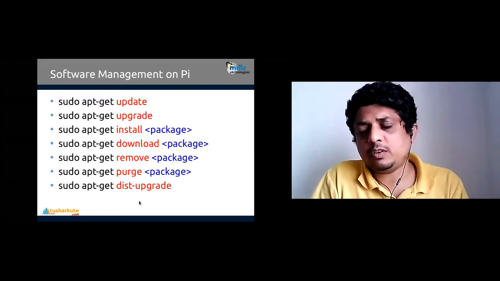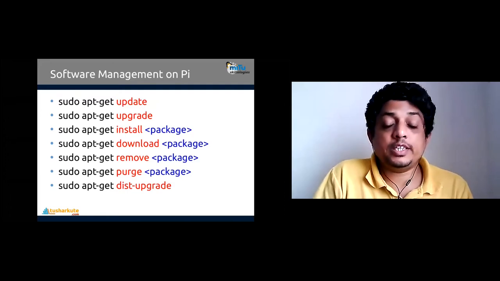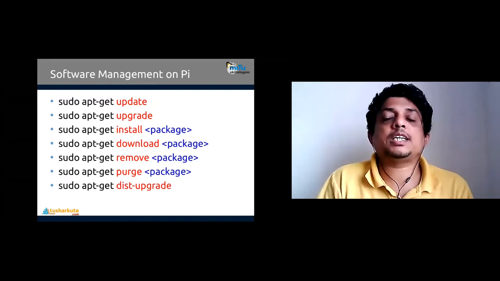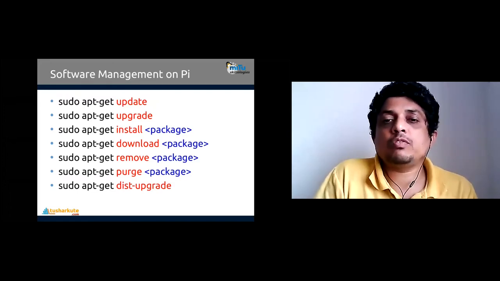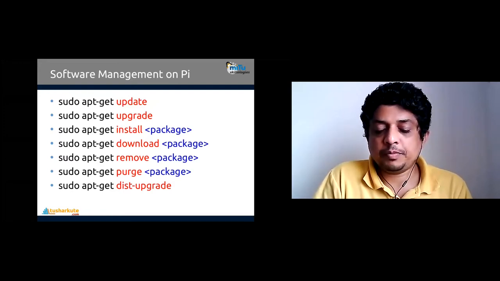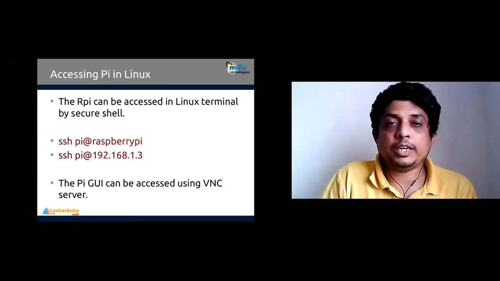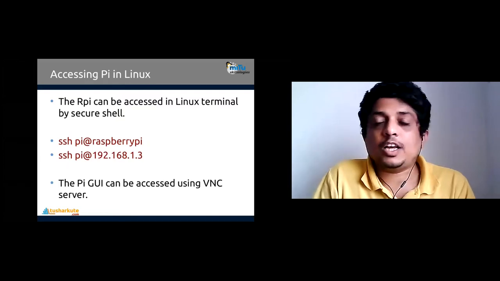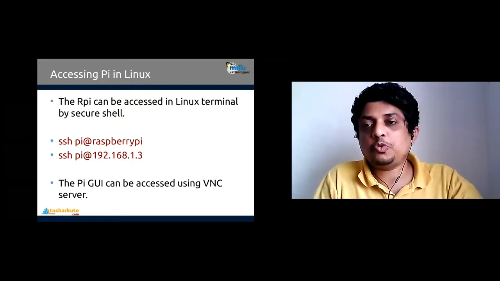Different commands can be used to install things. Maybe we don't require them right now. Once you get familiar with Raspberry Pi, then we can use these Linux commands. These are the Debian-based, Ubuntu-based commands used to install software, upgrade software, update software, remove software, and delete software from your computer system. So these commands are basically used to do that. Now, how do I access the Raspberry Pi? It's a very common question I get from most of the students.